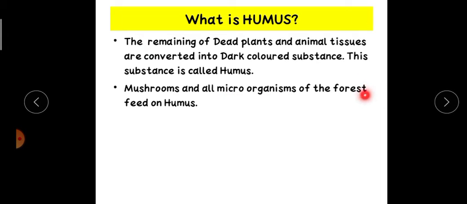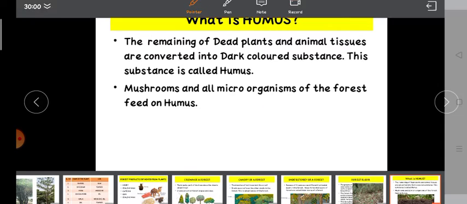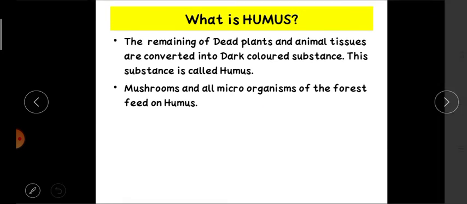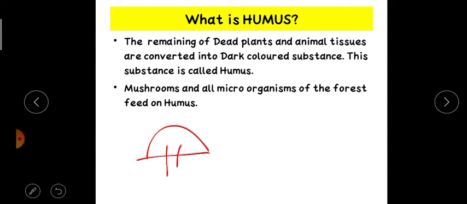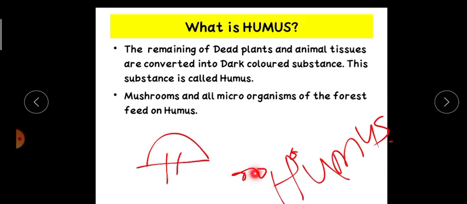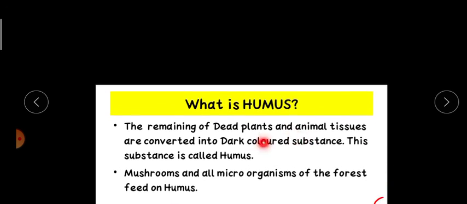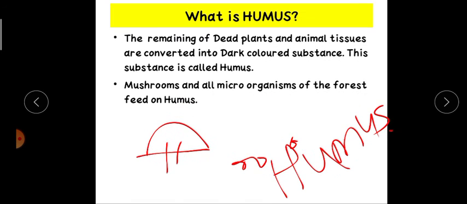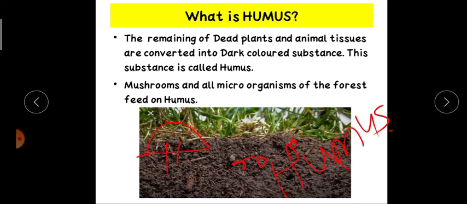Mushrooms and all microorganisms of the forest generally feed on humus. All the mushrooms present in the forest, what do they eat? Mushrooms, for example, and all other microorganisms eat humus. This soil, which has dead and decaying matter of plants and animals that has changed its color to dark, is what these microorganisms and mushrooms take for food. So children, this was the initial part of our chapter.